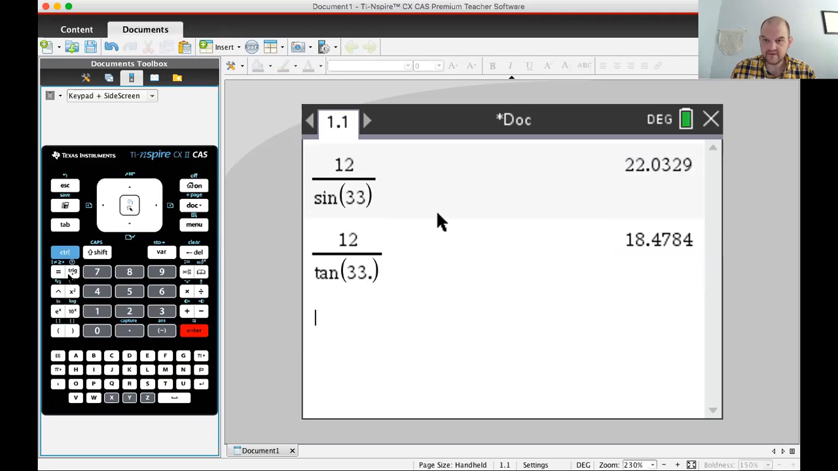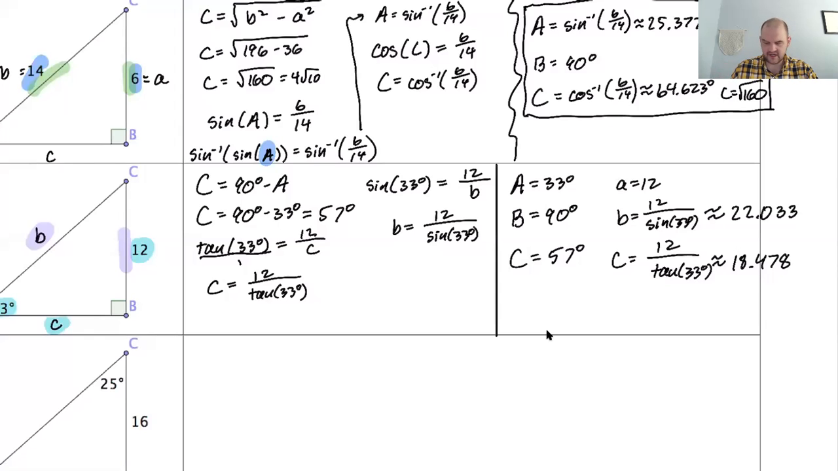033, and then this is 18.478. Okay, and it's not going to get better than that. It's already worse than it was, right? The exact values had those trig functions in them, and you just need to get used to it. Can't stress it enough, so I'm going to keep saying it the entire video.